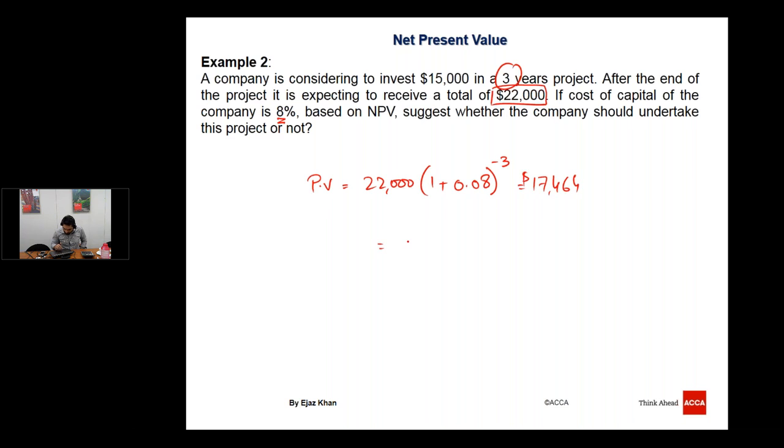$17,464. Okay, now let's compare this figure with the required investment, which is $15,000. And since the required investment is less than what we should be investing, we should go for it. And the net present value is $2,464 positive. So we should go for it.